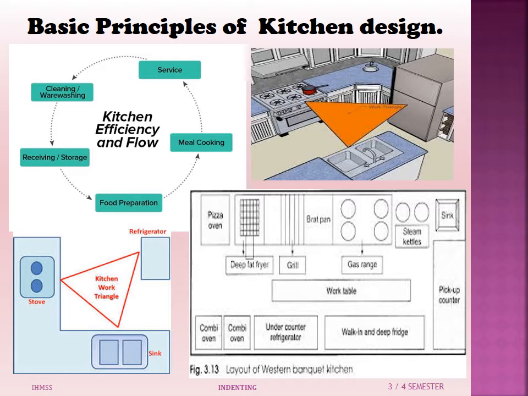You can see the layout of the banquet kitchen and the work triangle, what exactly the triangle means: stove, sink, and refrigerator. The sign above is given very nicely, simply and understandably, that the kitchen work triangle is from the refrigerator, stove, and sink.